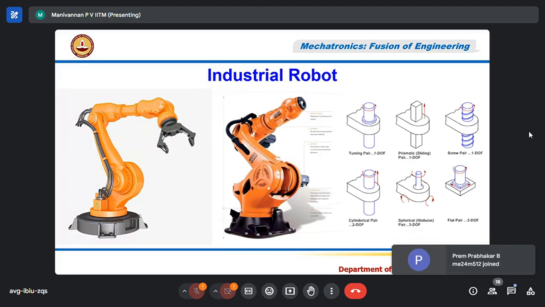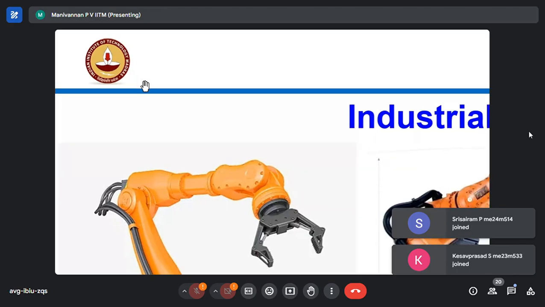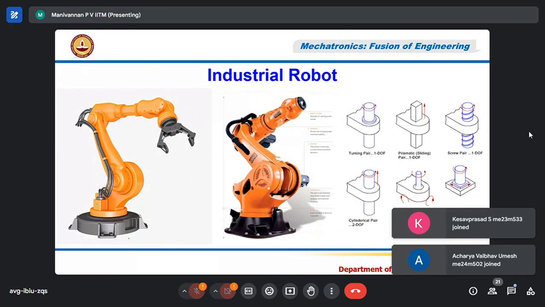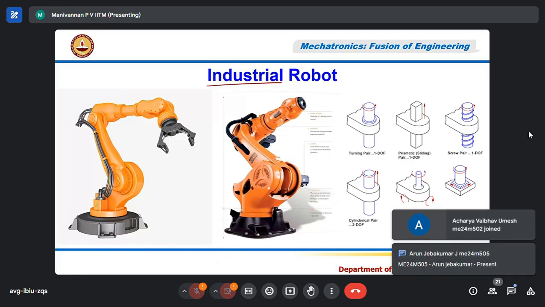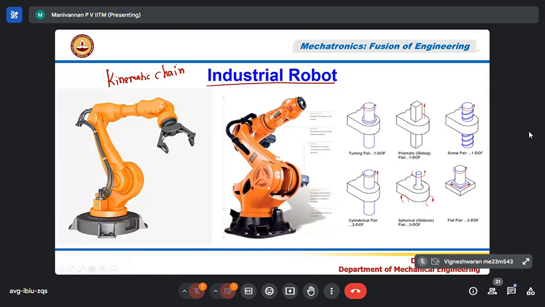So today we are talking about an example of a mechatronic system: an industrial robot, which you would have seen in your factory. This figure shows a robot. It is called an industrial robot, or also called a kinematic chain. We will see what a kinematic chain is.